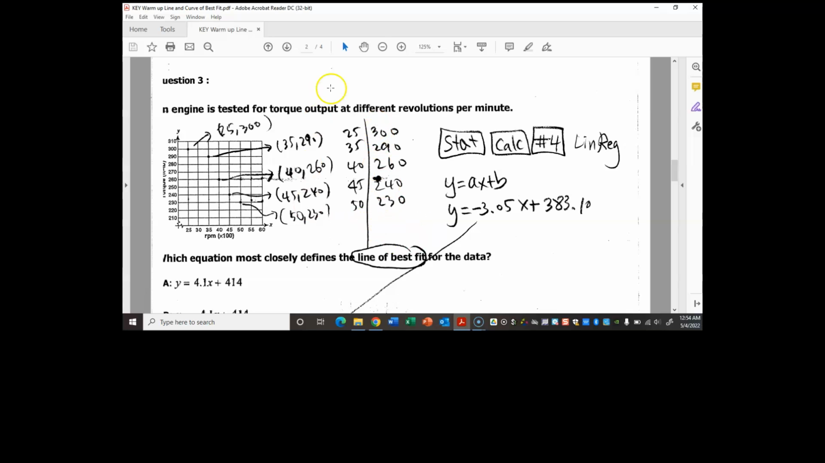Make a table in Desmos. Give me an equation, line of best fit for this data, and then pick an answer. Go ahead and try it. Pause the video, try this by yourself, and then check with the answers that I'm going to show you. Pause the video, try this on Desmos, please.